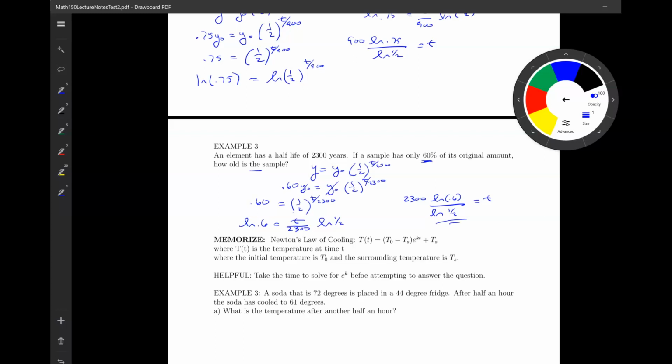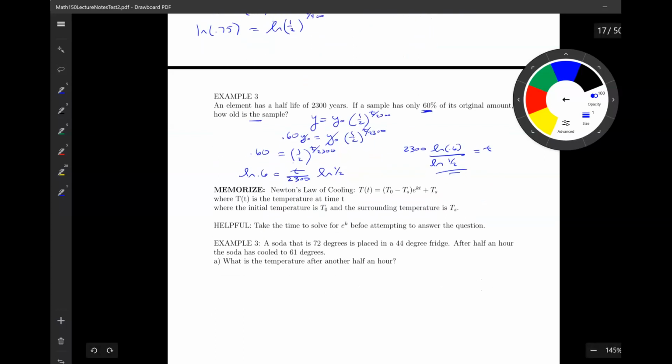All right, so let's move on to Newton's law of cooling. I'm not going to develop how this formula came about, but T sub 0 is the original or the initial temperature. T sub S is your surrounding temperature. So it matters what your surrounding temperature is. So your cup of coffee cooling here in San Diego is different than a cup of coffee cooling at the North Pole. All right, so again, go solve for the e to the k first, not k.